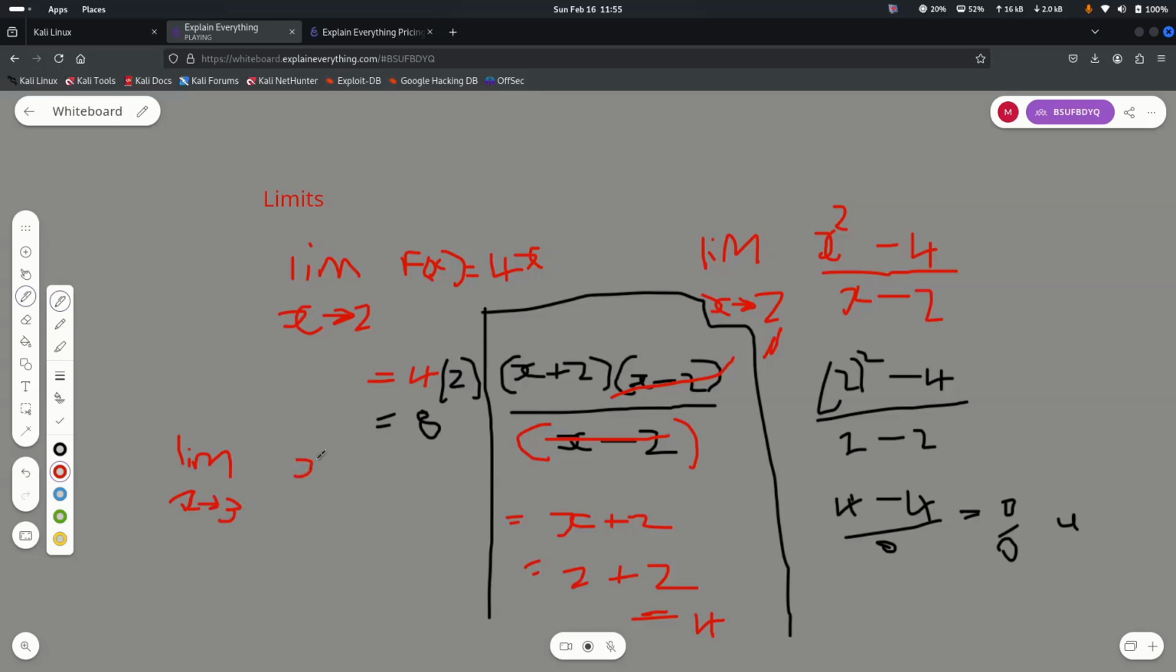We have x to the power 3 minus 27, all of this being divided by x minus 3.